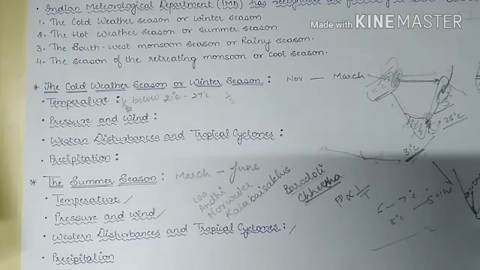These disturbances cause a change in weather conditions by bringing cloudiness and convective activities in this part of the country. They also sometimes cause snowfall in the higher reaches of the Himalayas.